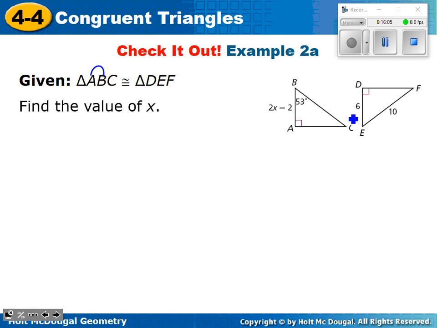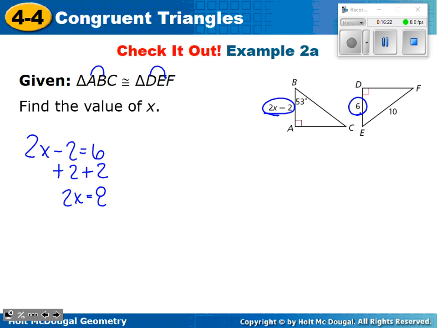AB is where the x is located, 2x minus 2, and that is congruent to DE, and DE in the picture is 6. Okay? So then we can just say 2x minus 2 equals 6. Add 2. 2x equals 8. Divide by 2, and x is 4. And it just said find x, so we're done.